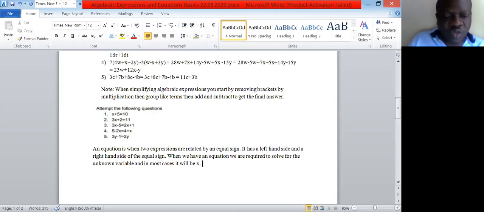Right, so we use the techniques of simplifying algebraic expressions and inverse operations to solve an equation.